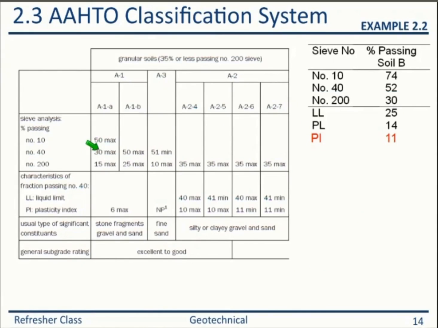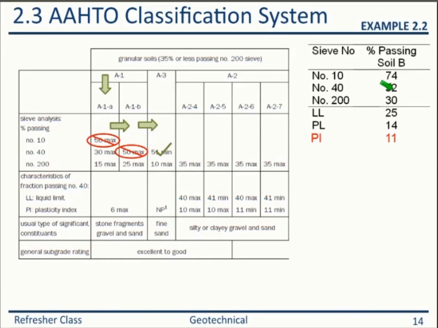Table is the best, right? So again, use the process of elimination. Percentage passing number 10 sieve should be maximum 50, but for soil sample B, it's 74, so that is not correct. If you move here, percentage passing number 40 should be maximum 50. Here, percentage passing number 40 is 52. That is also not correct. So we move to the left. Percentage passing number 40 should be minimum 51. Here it is 52. So that is correct.